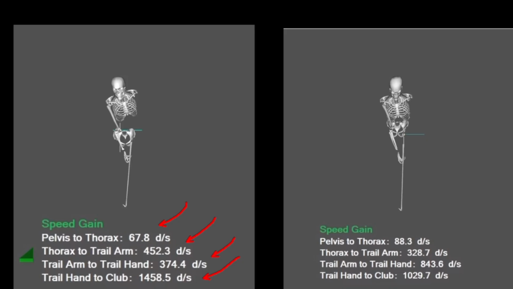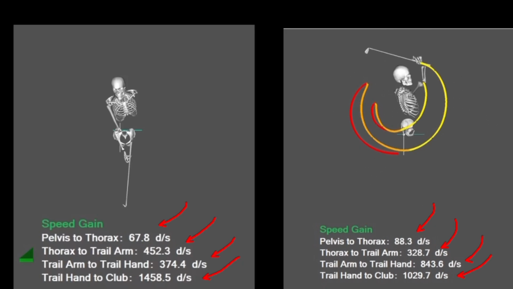Now we look over at our Tour Pro here, and again, these are not reflective of the actual amount or the rotational speeds. This is more the transfer, but we have 88 to start, so a little bit faster than what we saw. Then we've got 3228, excuse me, and then we've got 843, then 1029. So a very gradual acceleration through the system on the right-hand side as this player works back and works down, those speeds really being transferred, those speed gains between the pelvis to the thorax to the trail arm to trail hand, the trail hand to club, being a very gradual increase of the speed in this golf swing. Over on the left-hand side, very much stop, start, stop, start. And really, that's telling the story of adaptation, or excessive adaptation, in the golf swing.